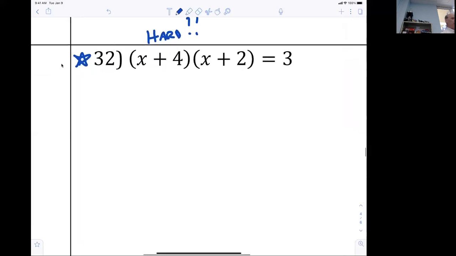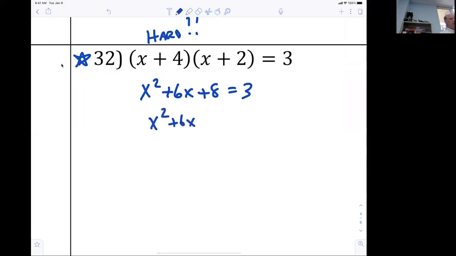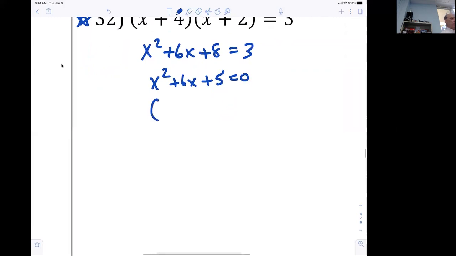All right, here we go. So x squared plus 6x plus 8 equals 3. Now you move the 3 over, it becomes what? X squared plus 6x plus 5 equals 0. Now it's set equal to 0. Now we can factor. All right?